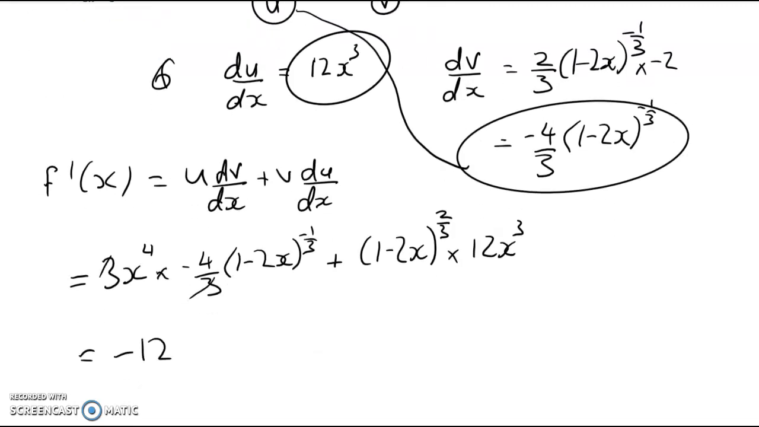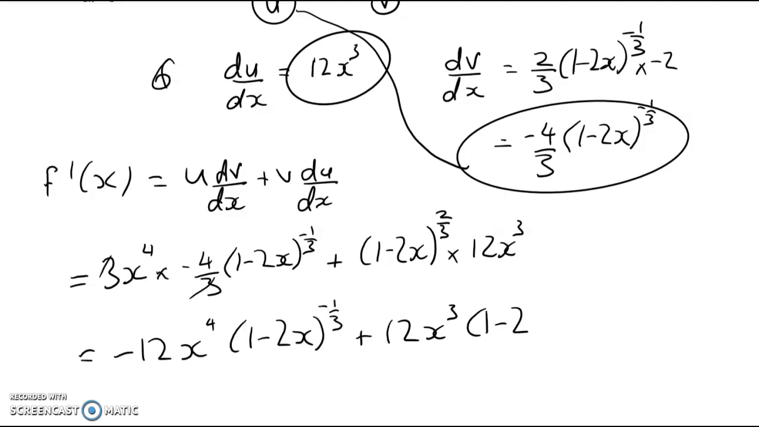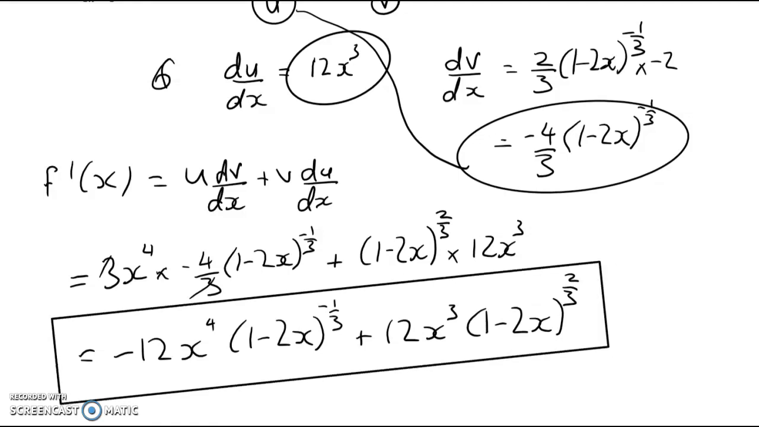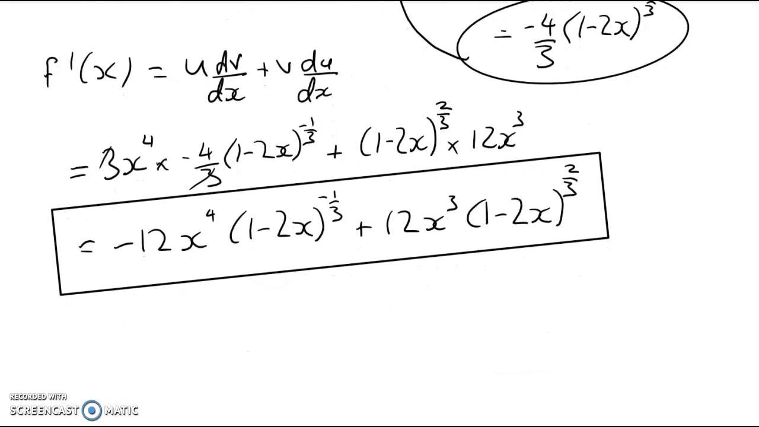We get negative 12x to the power of 4 times 1 minus 2x to the negative 1 third, plus 12x cubed times 1 minus 2x to the power of 2 thirds. Now, I think that's a pretty nice first answer. One thing you'll notice in the Cambridge textbook is that they're really obsessed with factorising out as much as they can, right?